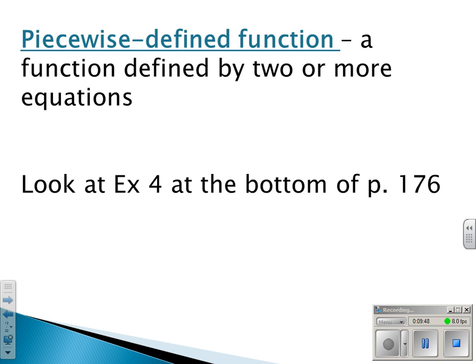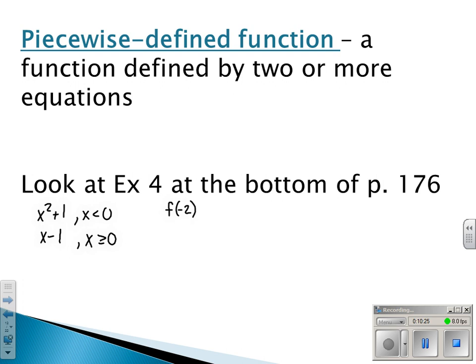Okay, so depending on the number you're putting in, it's going to determine which of those two functions you plug it into. All right, so let's take a look at that one at the bottom of the page. It says evaluate the function given in example 4 when x is equal to negative 2, 2, and 3. Okay, so the functions they give us: x squared plus 1 if x is less than 0, and x minus 1 if x is greater than or equal to 0.